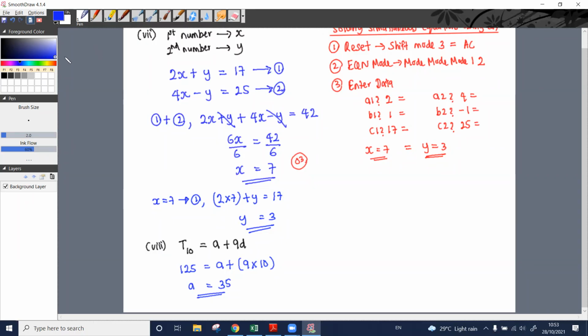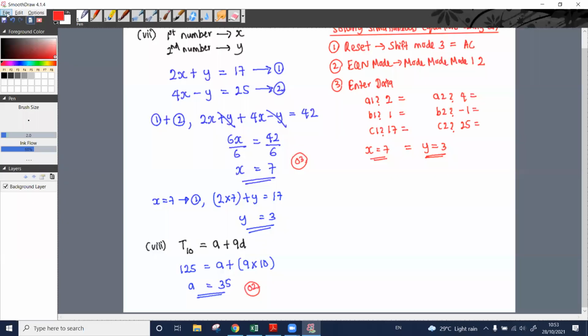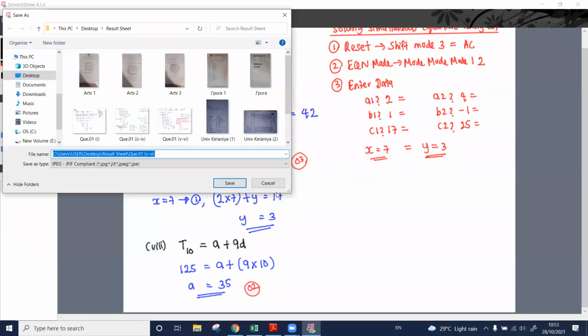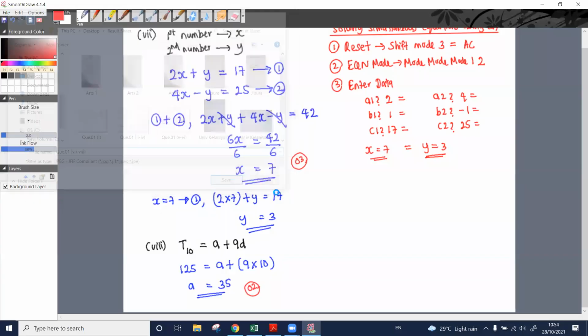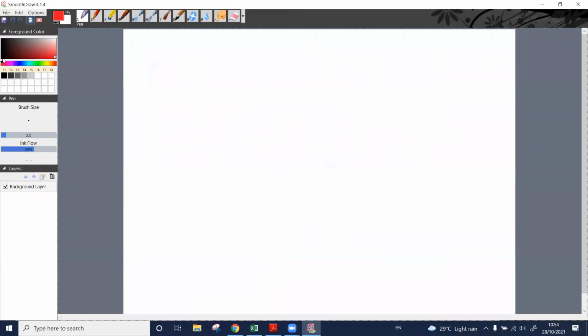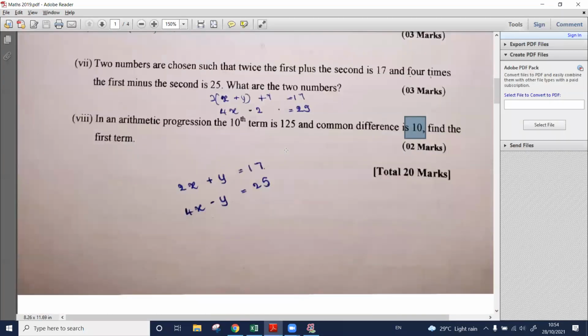A equals 35. How many marks? 2 marks. So that is the end of question number 1. Right. We'll move to the second question.